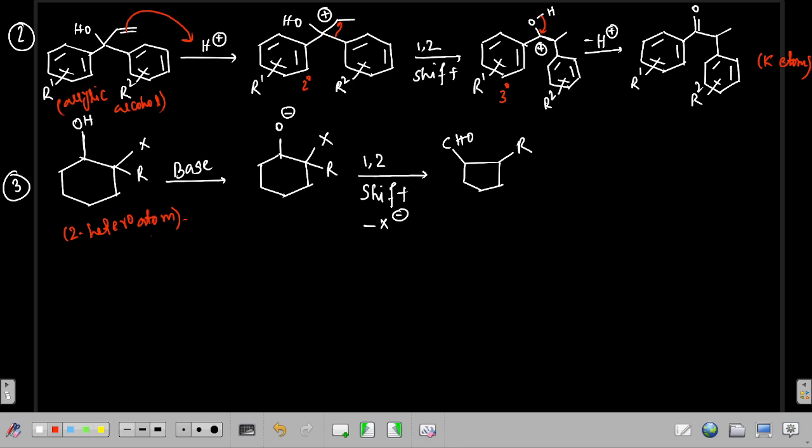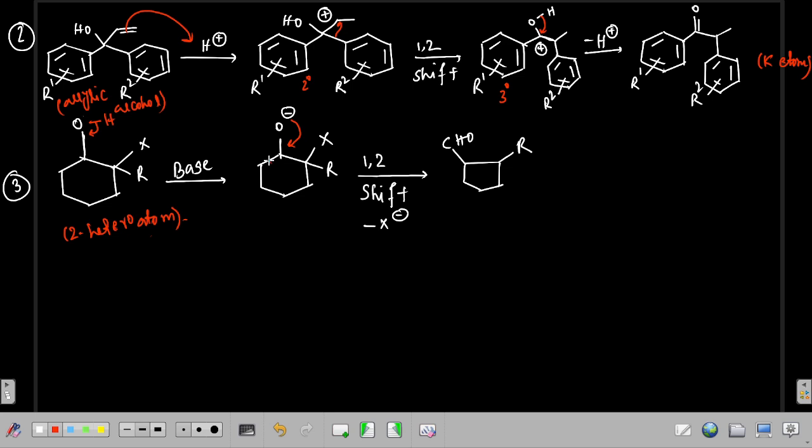This reaction will be done in presence of base. So base will abstract the proton and it leads to the formation of this oxide ion. And now this oxide ion, O minus, will undergo this ring contraction.